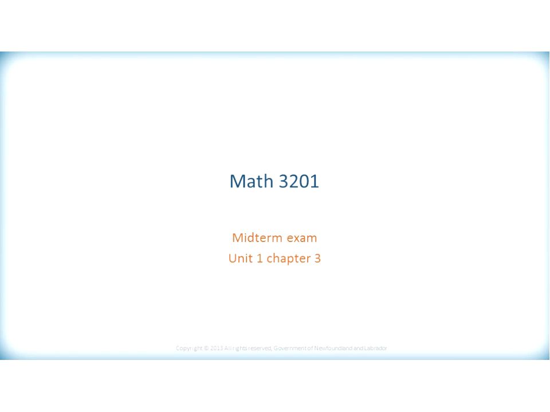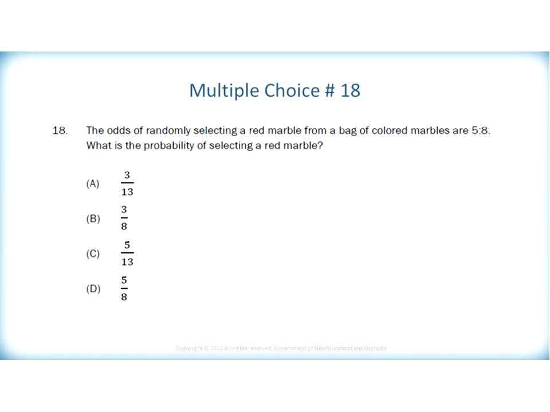We're looking at a midterm exam, specifically Unit 1, Chapter 3 questions that would be on the midterm exam. It's the probability section. If we look at multiple choice number 18, the odds of randomly selecting a red marble from a bag of colored marbles is 5 to 8. What is the probability of selecting a red marble? So we're going from odds to probability.